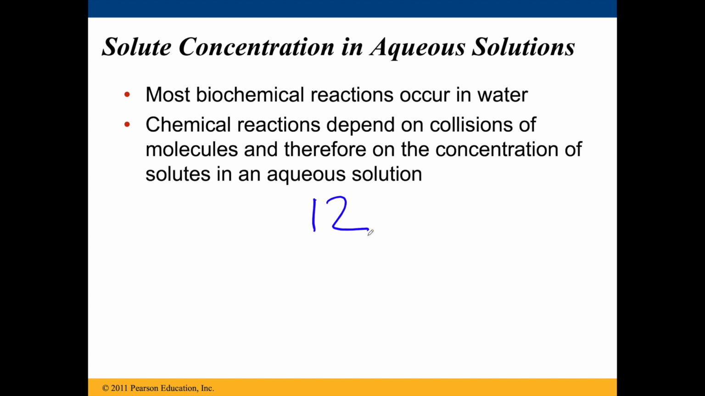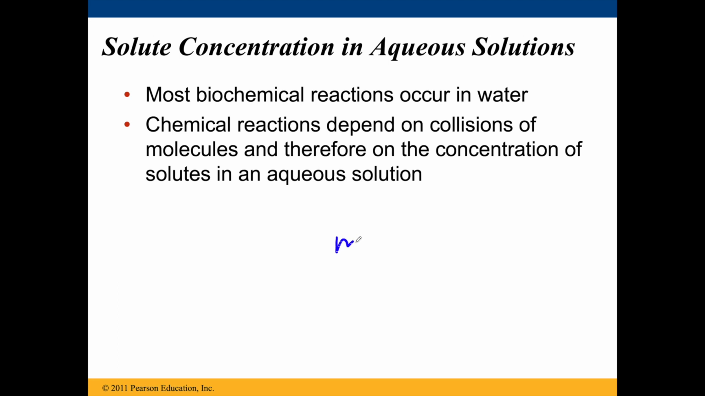A dozen means 12, and the word is not specific to the item. You could have a dozen donuts, or a dozen eggs, or a dozen bowling balls. Dozen just means the word 12. So we're going to use a word to represent a number. Now, the number is going to be a very large number, but it's just a number. And the word is called a mole.